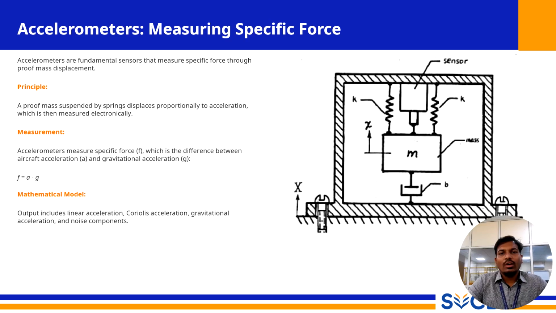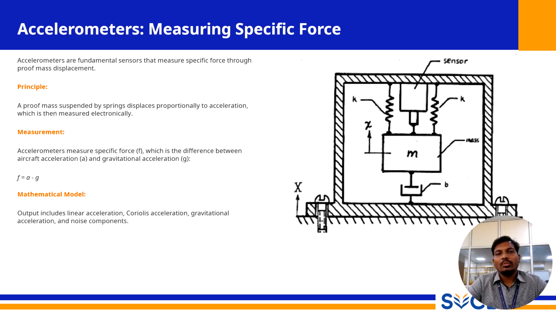Now, let's begin our deep dive into the sensor suite by focusing on the first and one of the most important sensors on any MAV, the accelerometer. The title of the slide is accelerometer, measuring specific force. These fundamental sensors measure the specific force through proof mass displacement. To understand how they work, we look at their underlying principle of operation.